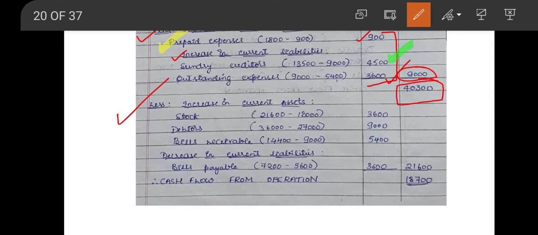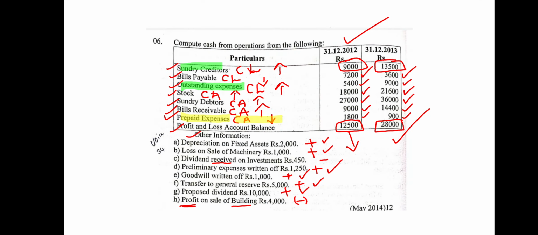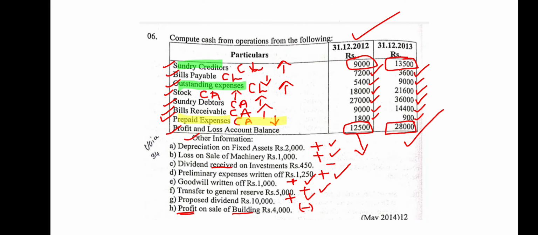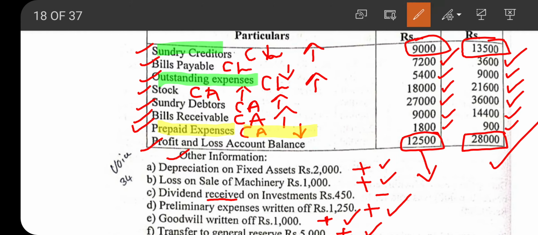Then less increase in current assets, decrease in current liability. Now you should see which current asset has been increased and which current liability balance has been decreased. So stock has been increased, sundry debtor has been increased, bills receivable has been increased. And which current liability has been decreased? Bills payable. So only one current liability has been decreased, that is bills payable.